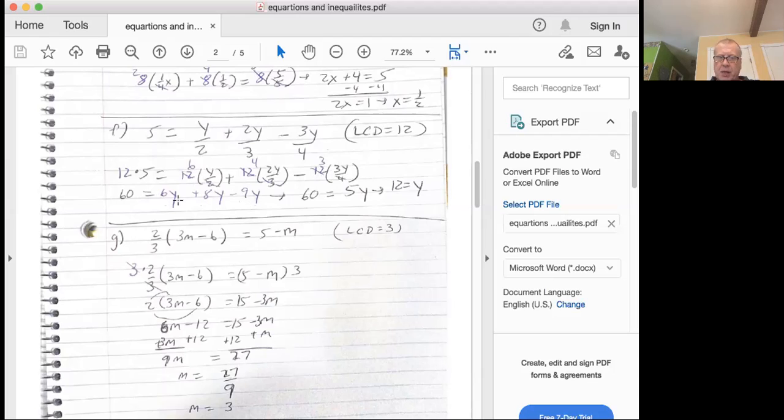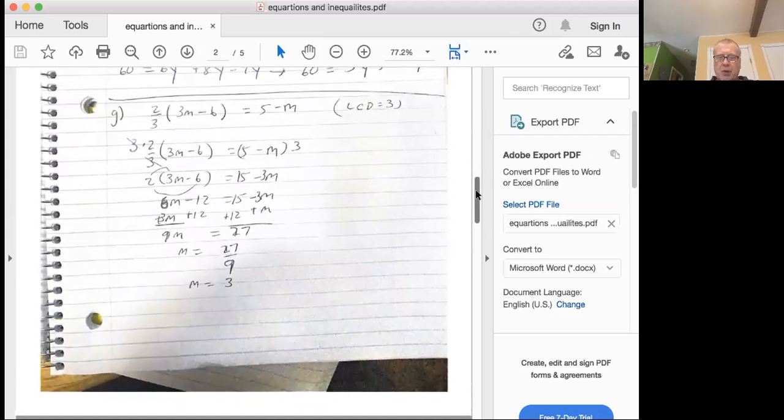I'll combine the 6y, the 8y, and the minus 9y together. When I do that, I get 5y, and on the other side, I still have the 60. I'll divide both sides by 5. 60 divided by 5 is 12, and it equals y.